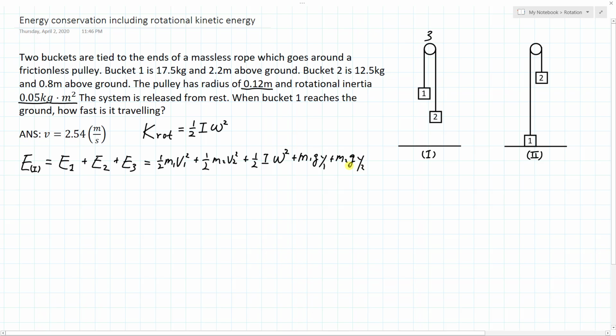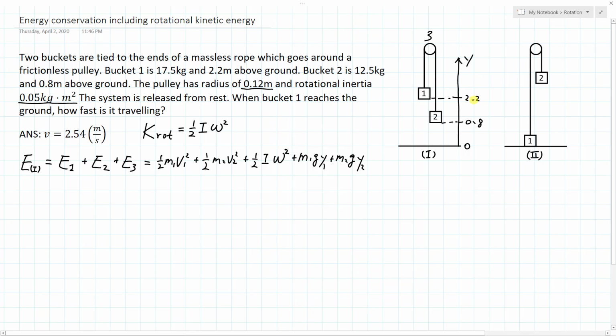We can set up a coordinate that points upward. So this is my y-axis. The ground level is 0. So by using this formula, I can find my total energy. So let's see. The masses are given and the height is given. So 2.2, and the other one is 0.8. So this location here is 2.2, and this location here is 0.8. Okay.